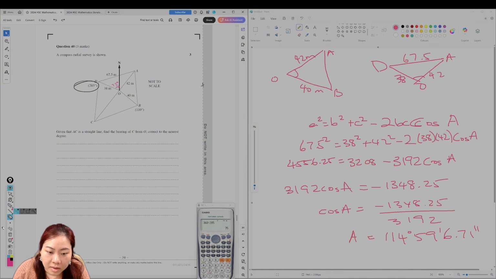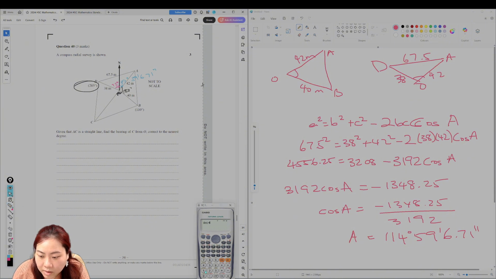Now, this little bit here is going to be 114 degrees, 59 minutes, 6.71 seconds minus 75 degrees. So that little bit there is 39 degrees, 59 minutes, 6.71 seconds. And we know that AC is a straight line, so this is 180 degrees. Therefore, the bearing of C from O is 180 plus 39 degrees, 59 minutes, 6.71 seconds.